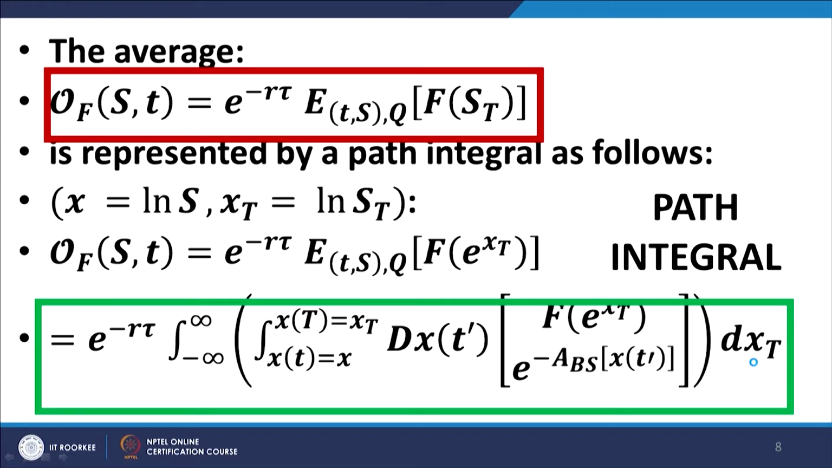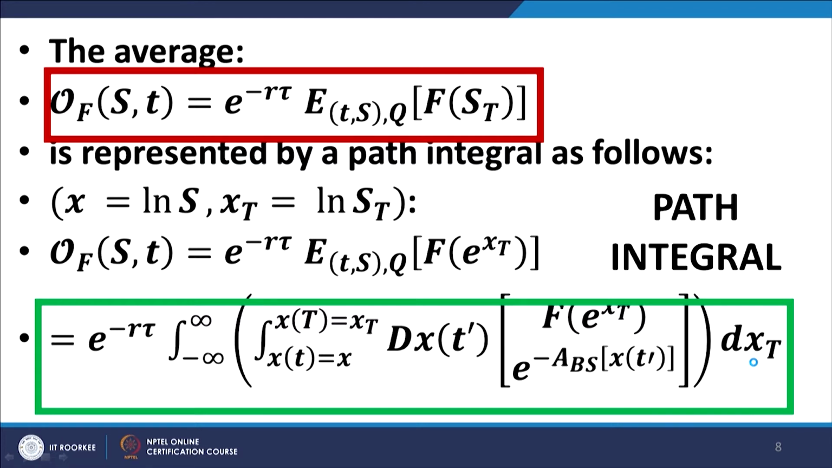So, continuing from here, we have this expression as the value of the contingent claim or the value of the option, and we represent it by a path integral in the form given in the green box here. And please note the substitutions: x is equal to log of s, and log of the stock price at maturity, log of s t, is x t, and the prefactor of the path integral represents the present value factor, bringing back to t equal to this.